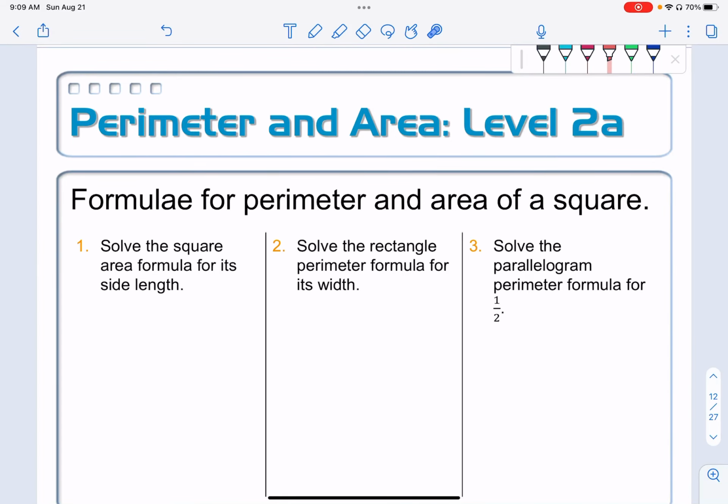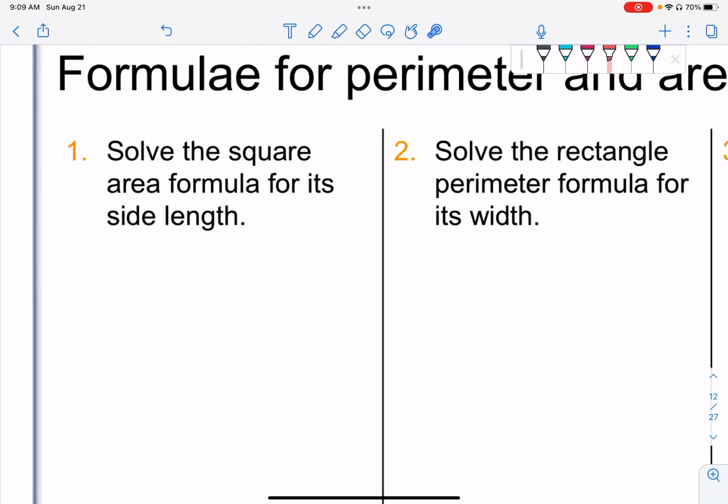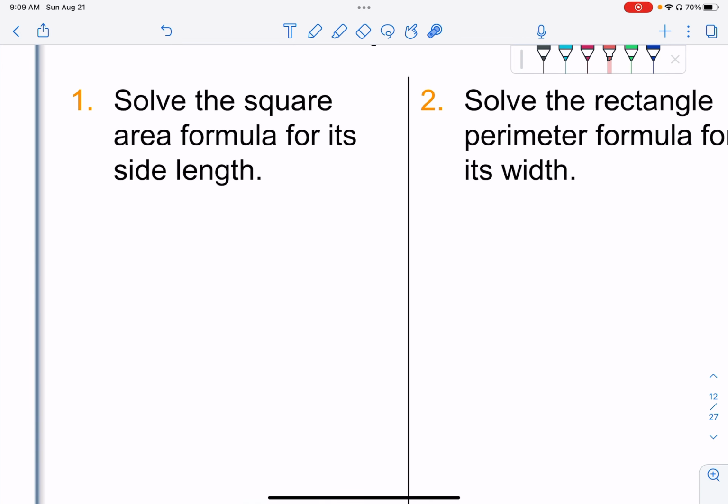All right, let's give these sample problems a try. On number 1, we are solving the square area formula for its side length. So I need to start with the square area formula, which is A is equal to side squared. Okay, so I need to get S by itself.